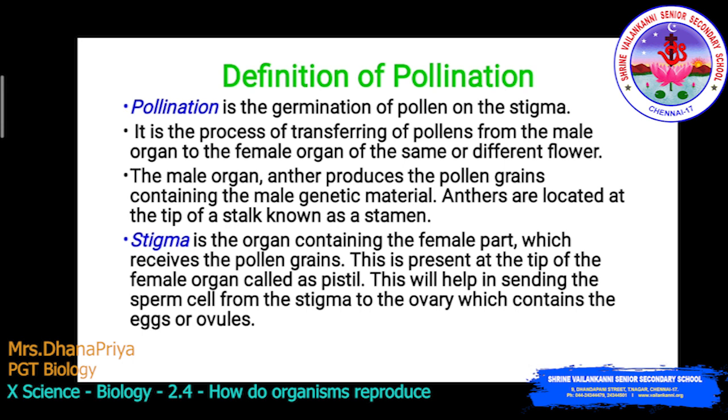The male organ, the anther, produces the pollen grain containing the male genetic material. Anthers are located at the tip of a stalk known as a stamen. The stigma is the organ of the female part which receives the pollen grain. This is present at the tip of the female organ called the pistil. This helps in sending the sperm cell from the stigma to the ovary, which contains the egg or ovules.